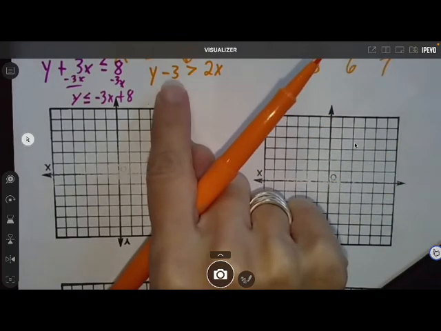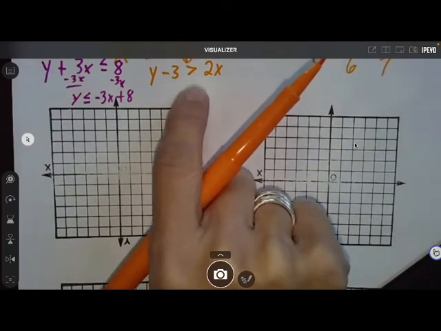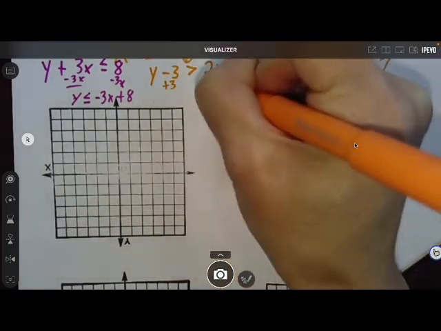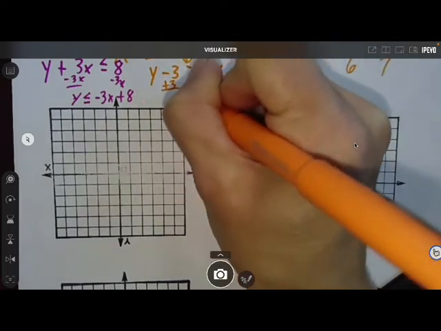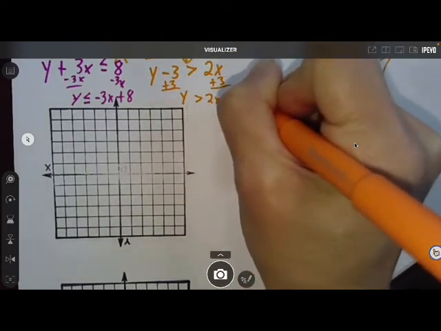Okay, on this one, what would I do to solve? Add 3 to both sides. Y is greater than 2x plus 3.